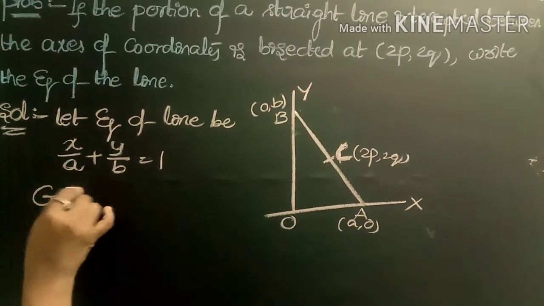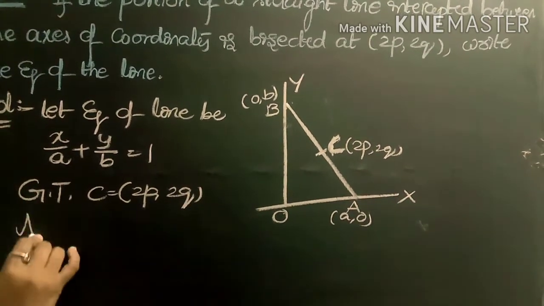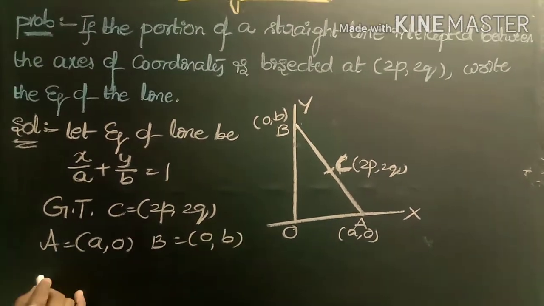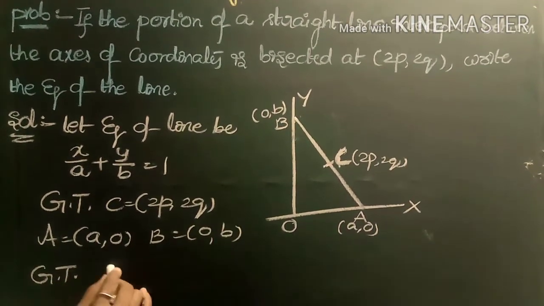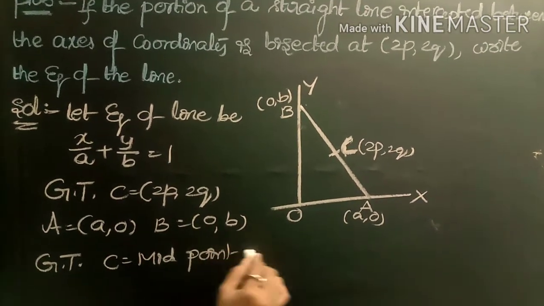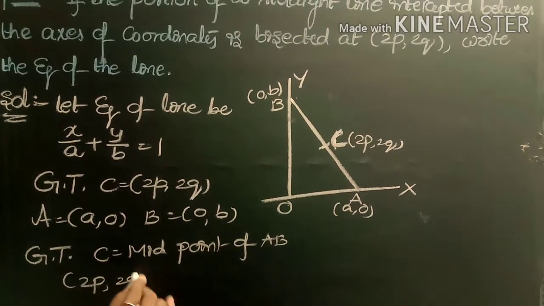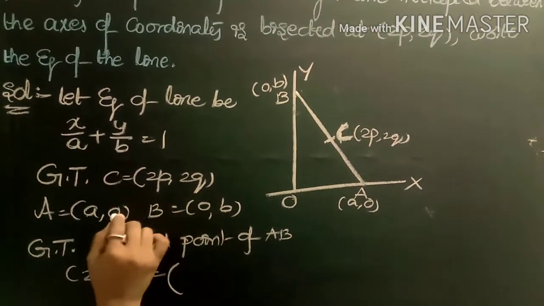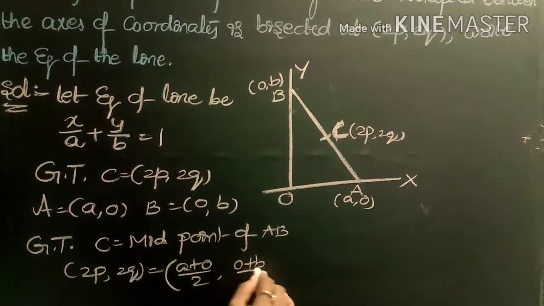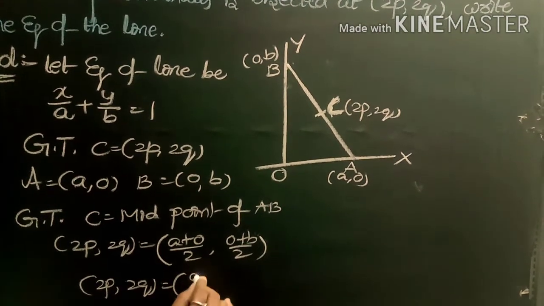And given that c equals 2p, 2q. This is the given point, and we take the points a comma b as a equals a comma 0 and b equals 0 comma b. Given condition is c equals the midpoint of AB. Therefore 2p, 2q equals, what is the midpoint formula? x1 plus x2 by 2, y1 plus y2 by 2. That is a plus 0 by 2, 0 plus b by 2, which implies 2p, 2q equals a by 2, b by 2.